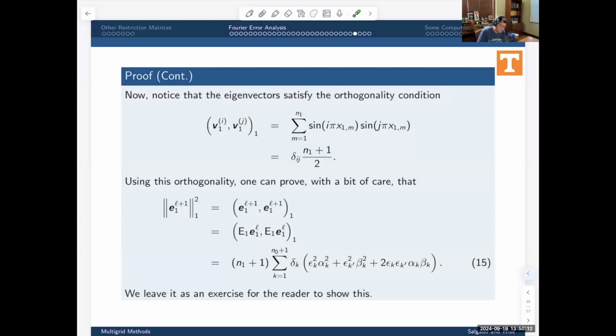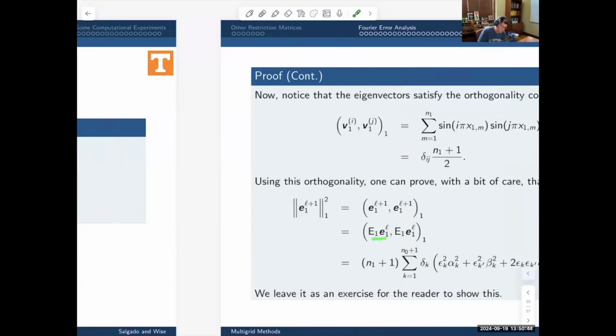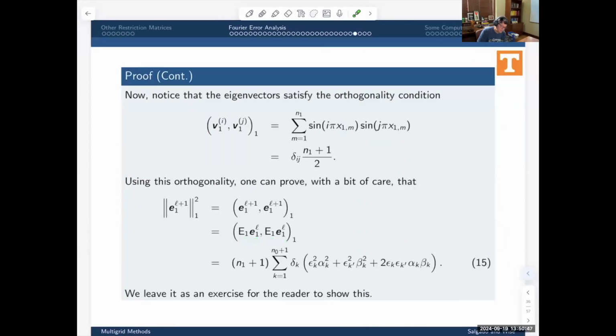And I claim that what you get there is delta ij, the Kronecker delta symbol. These are orthogonal, but they're not orthonormal. And I have to take into consideration the value of the normalization. Well, it turns out whenever i is equal to j, what I'm going to get in this case is just (n1 plus 1) over 2. So that's the normalization factor. So I'm going to plug in the expansions that I got here into these entries of this inner product. This is the Euclidean inner product on level 1. That's what that notation means.